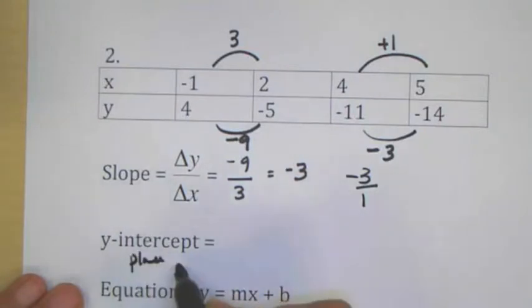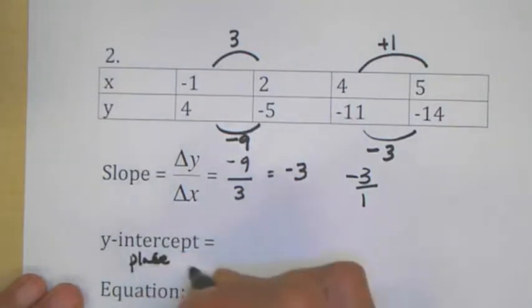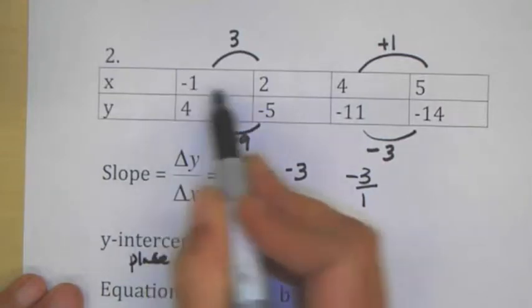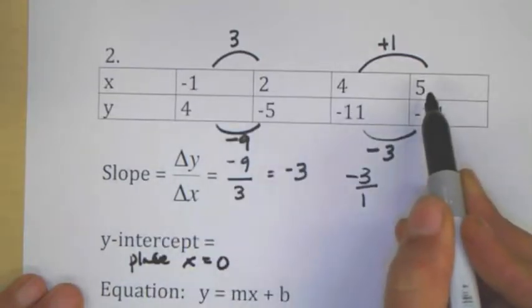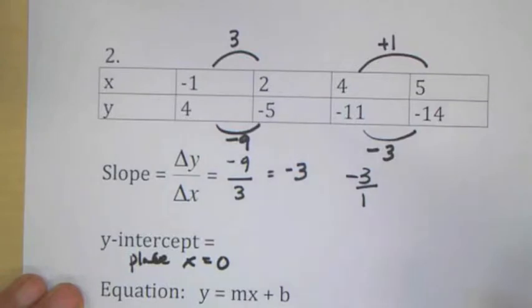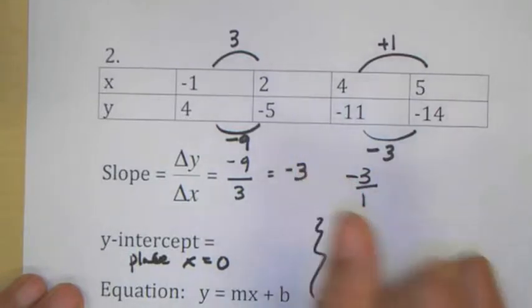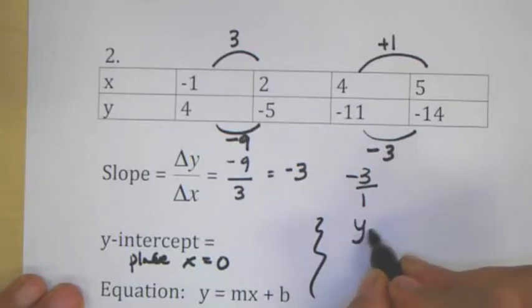Y-intercept. Once again, the y-intercept is the place where x equals 0, but we don't have any x equals 0 values in our table, so we're going to need to calculate it. So how do you go about calculating that? That's a little bit trickier.